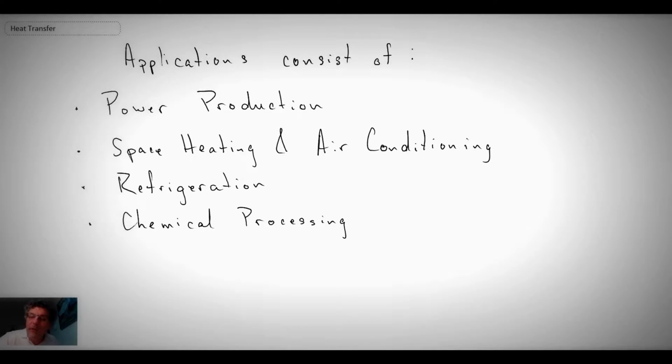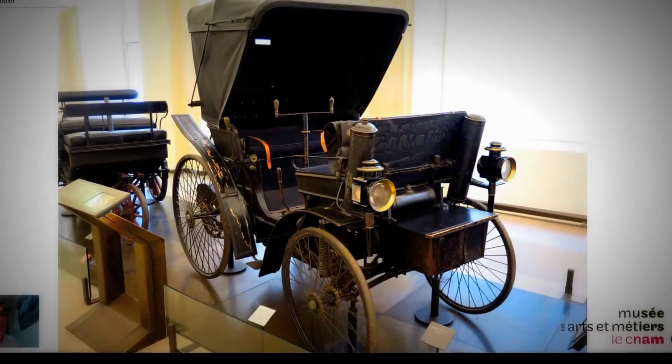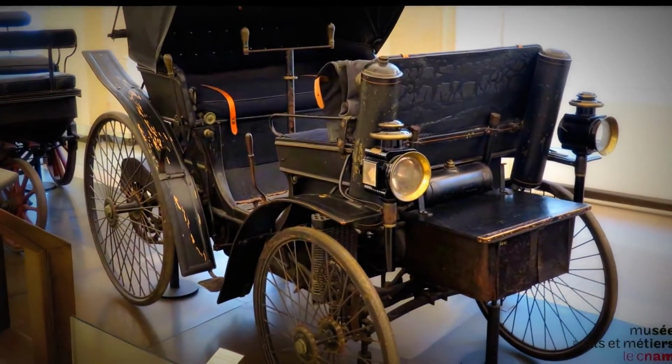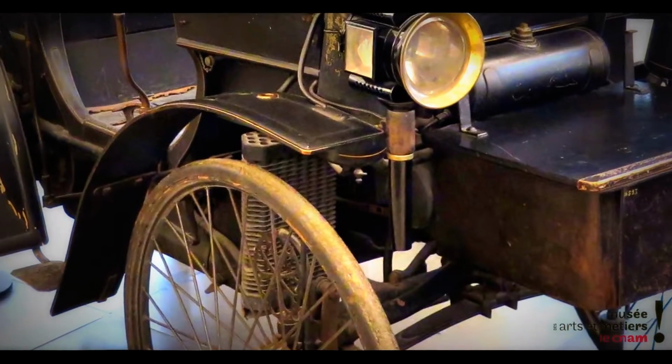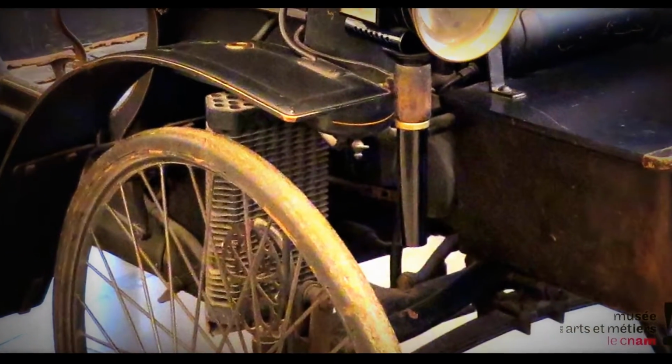And what we're going to do now, we're going to take a look at some of those applications, and we'll also take a look at a couple of different designs of heat exchangers as we go through and look at these next set of images and videos. So we're going to begin with transportation and automotive transportation. And this is an old car from 1893. It's a quadricycle by Peugeot, and it was one of the very early gasoline-powered automobiles.